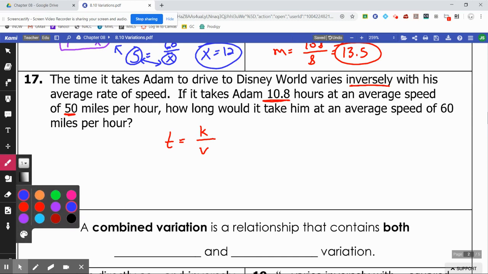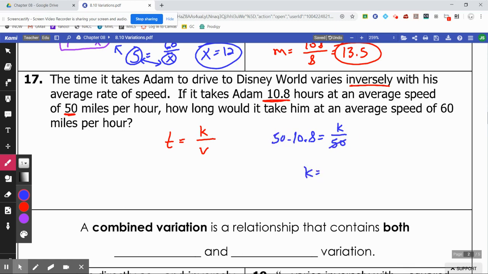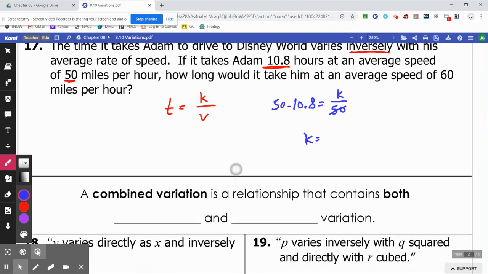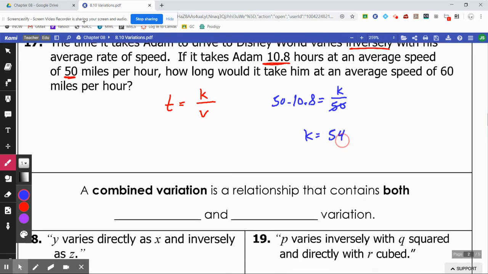So let's plug that in. It takes him 10.8 hours equals k over when the velocity is 50, or his speed is 50. We can do times 50 to figure out what our k is, and that would give us a k value of 540. And let's go ahead and plug that k value in. So it'd be time equals 540 over v.